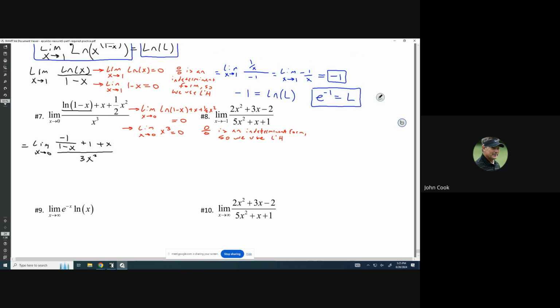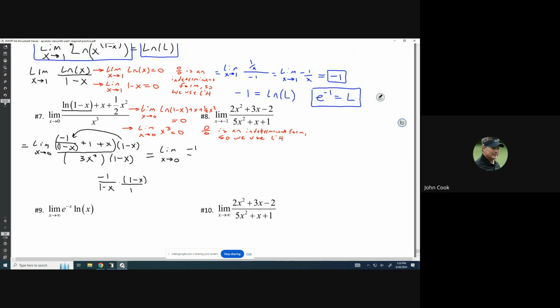So what I'm going to do is multiply the top function and the bottom function by 1 minus x. So the top and the bottom by 1 minus x. The reason I'm doing that is to get rid of this division by 1 minus x. So if I do that, I would distribute all that stuff in. I would get negative 1 over 1 minus x times 1 minus x. Do you notice what happens there? The 1 minus x cancels out.